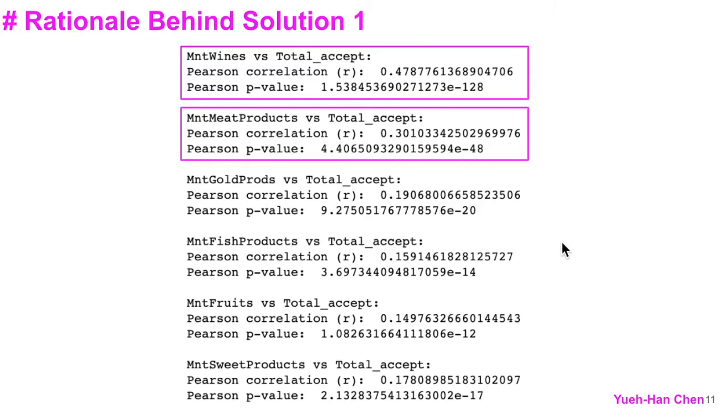And as we can see, although they all are statistically significant in that they correlate with the total acceptance of the marketing campaign, because their p-values are very close to 0, wines and meat products are more significant since they have a higher Pearson correlation here. Therefore, I suggest that the marketing campaign team keep using the same techniques as in the last campaign, but with a focus on promoting meat products and wines.